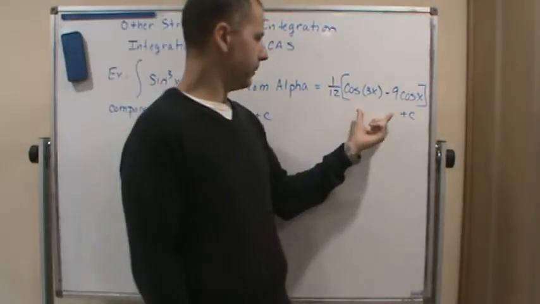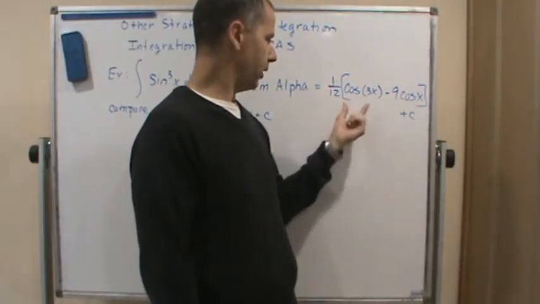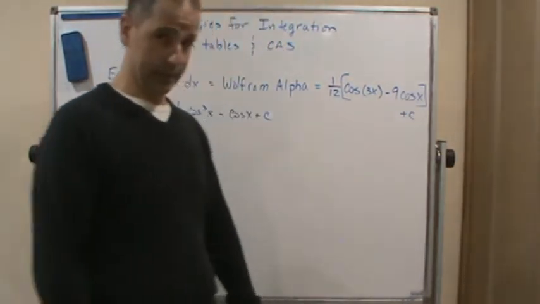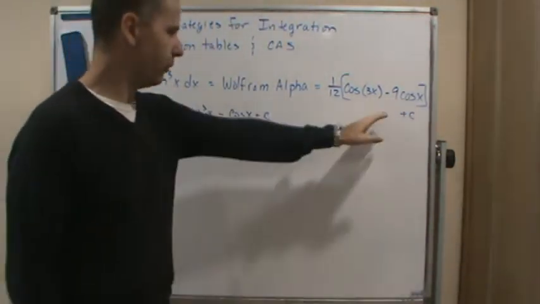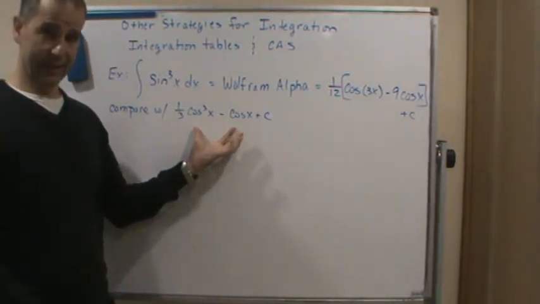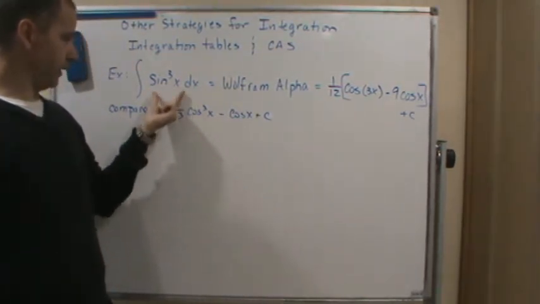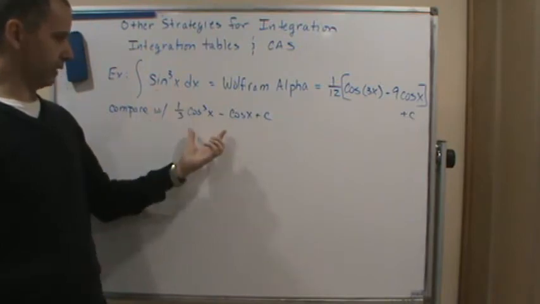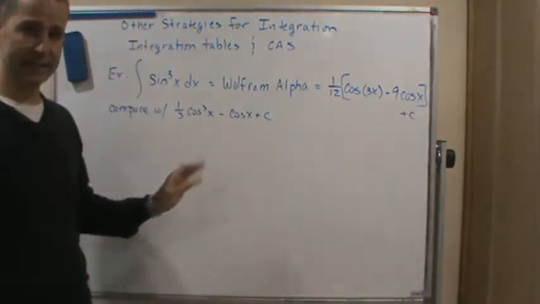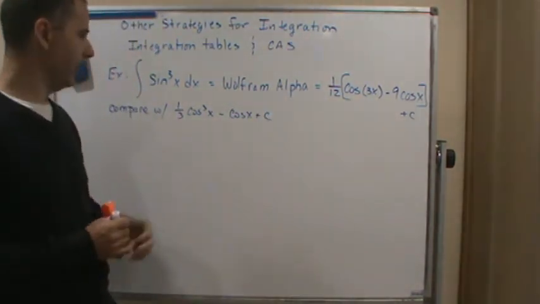you're going to get something like this, where you have 1/12 cosine 3x minus 9 cosine x plus c. Now, compare that with what you would get by using the techniques that we've learned here in solving the integral of sine cubed x. Okay, so now these are exactly the same. So that's, again, I'm going to reiterate that.